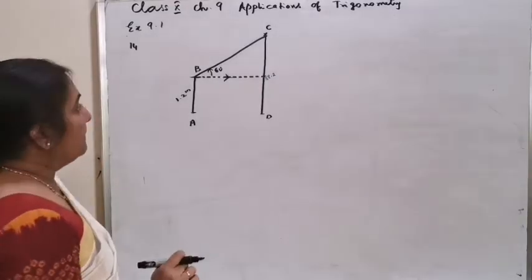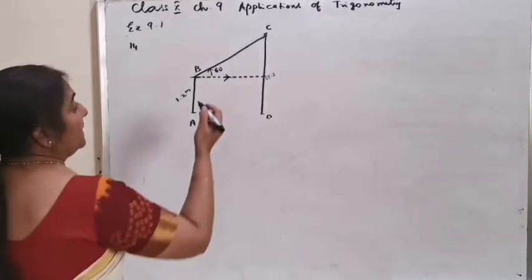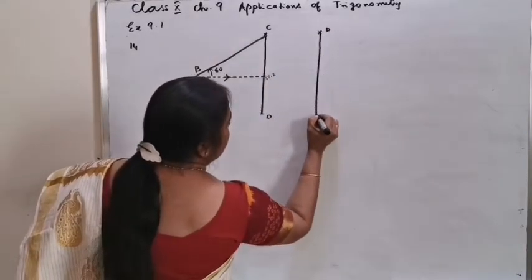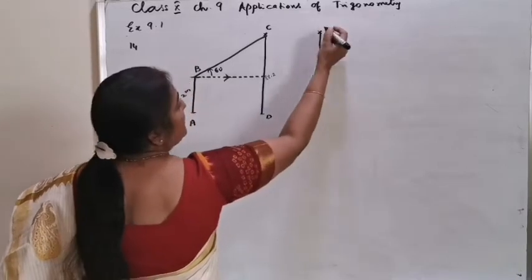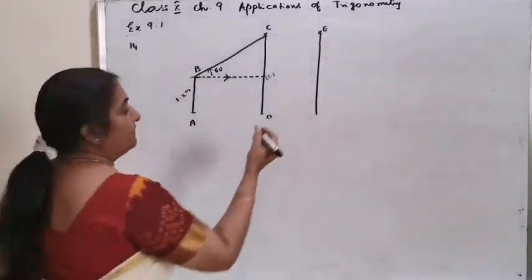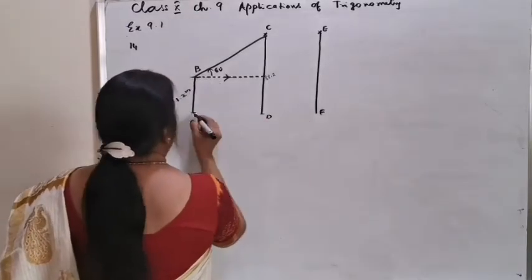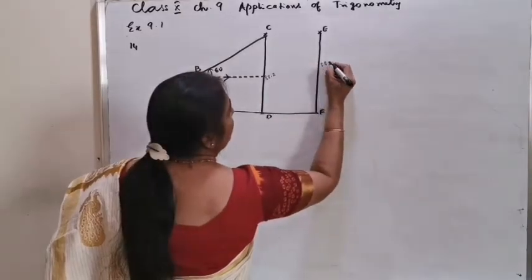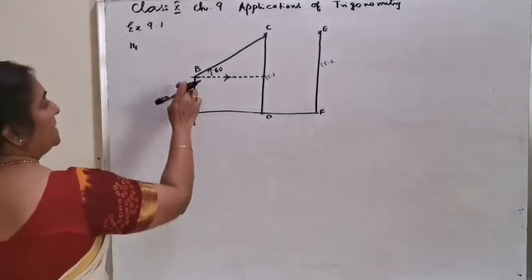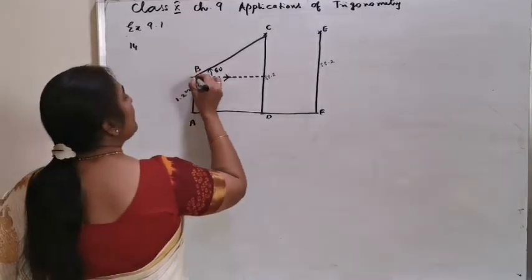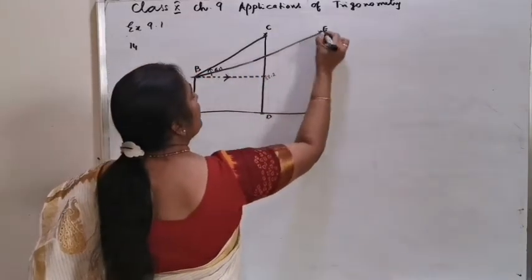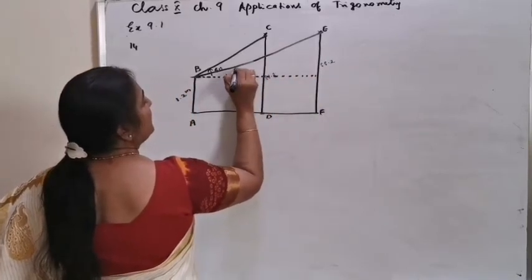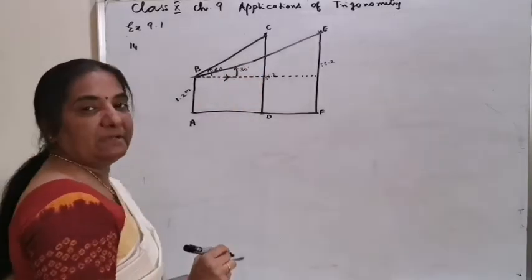And now the balloon is moving. Let it reach the position D. Its height from the ground is the same way as, let it reach the position E. The height from the ground is the same as 88.2 meter itself. Again, the girl is observing from here the balloon. Her normal eyesight will reach here. The angle of elevation is 30 degree.